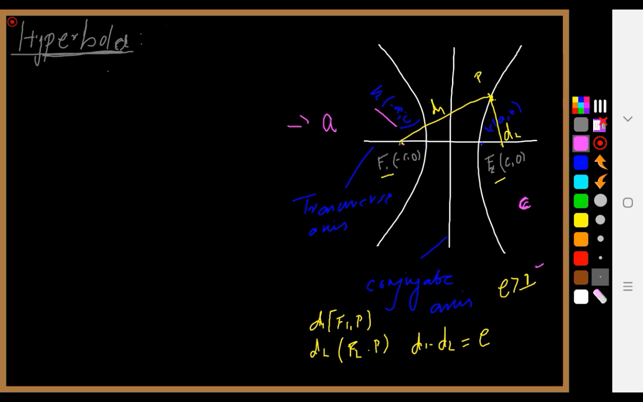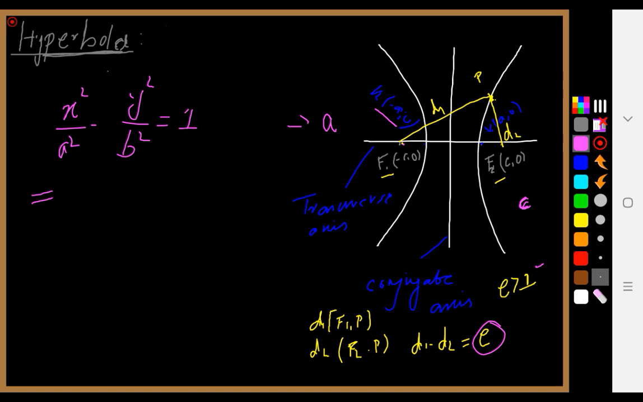So the difference of these distances, d1 minus d2, is a constant quantity, and the standard form of the equation of a hyperbola is x square by a square minus y square by b square is equal to 1.